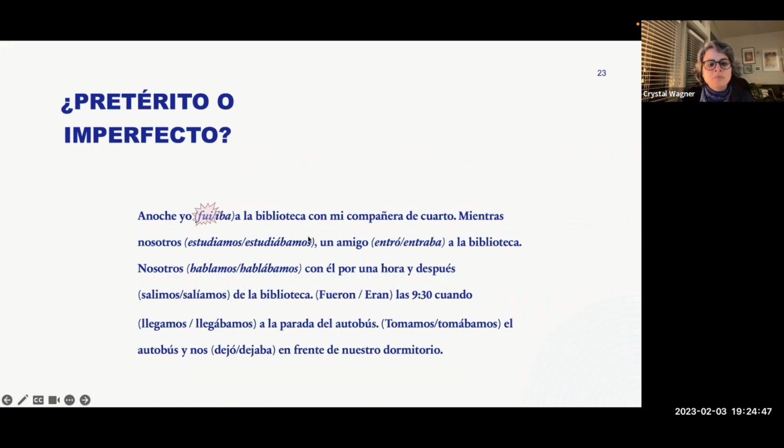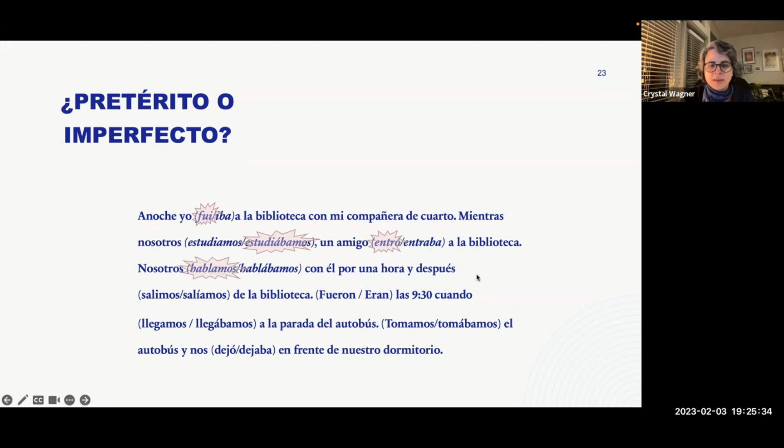Mientras nosotros, un amigo a la biblioteca. So now I have another, right? Let me see, a friend entered, right? So this would be the preterite, so definitely mientras was the imperfect, because while we were studying, the action was interrupted, right? Un amigo entró a la biblioteca. And that would be the preterite because it's one thing that happened. It's not an ongoing thing. Nosotros, por una hora, 1 hour. Okay, it's specifying a finite amount of time. Then it's the preterite. Correct.